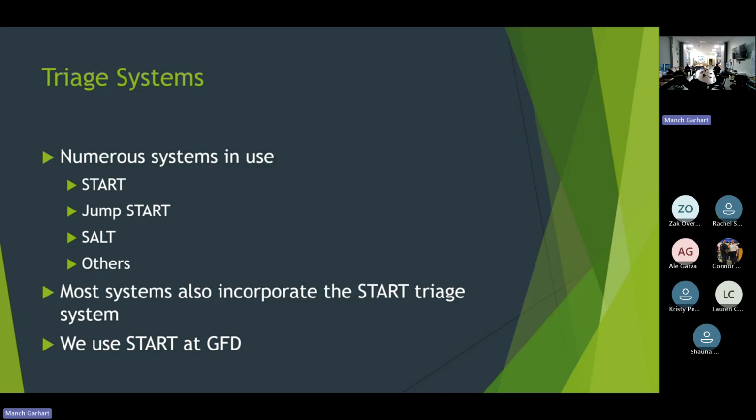There are sorting options. JumpSTART is more of a pediatric style. There are different things we can look for. We want to sort, treat, and transport. That's all we're trying to do here.